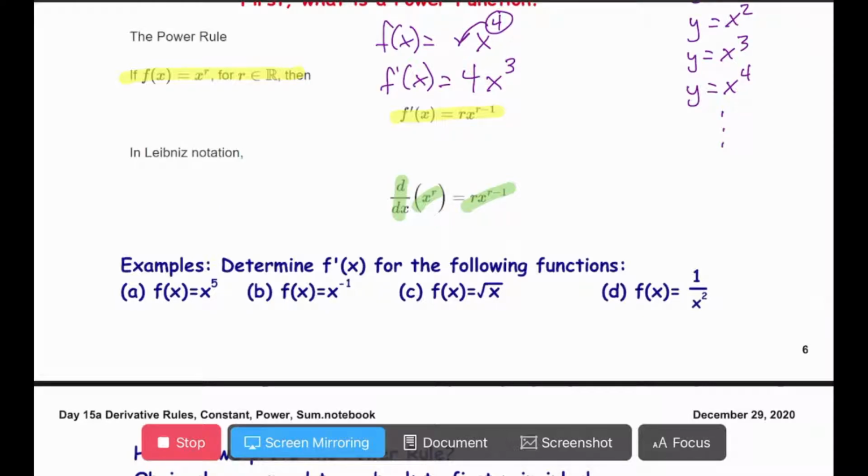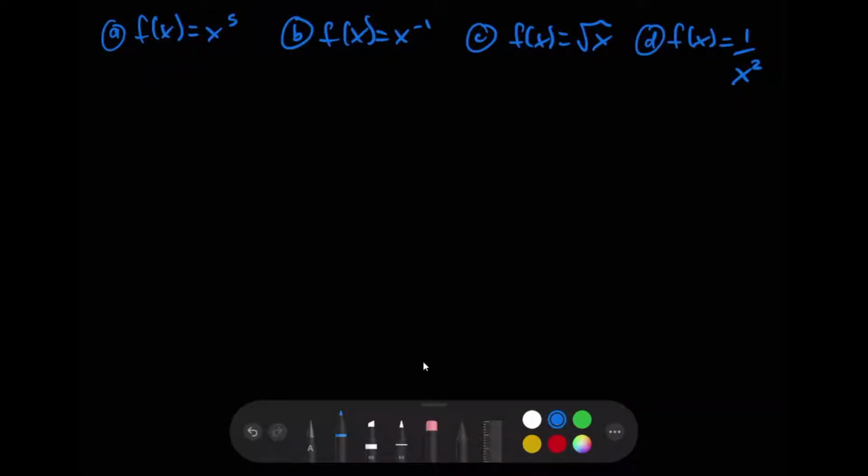Let's determine the derivative for the following functions. Once again, I encourage you to pause and then try these on your own before continuing, or you can watch the first one and then pause and then figure it out on your own. And I don't really have enough room on this page, so I'm going to jump to my Notes app and work through this there, so there's enough room to actually show our work.